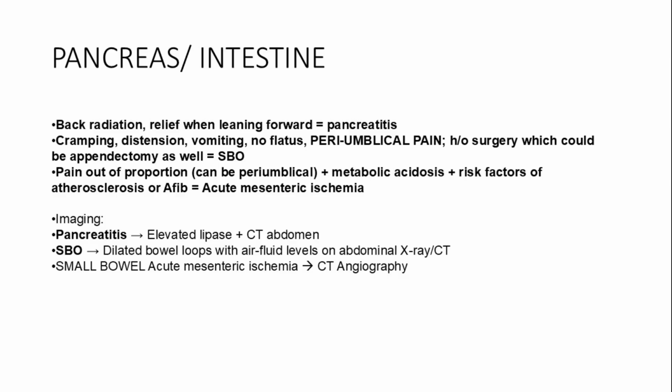Third, acute mesenteric ischemia presents with pain out of proportion to the exam, located periumbilically, can also have metabolic acidosis and risk factors like atherosclerosis or atrial fibrillation.